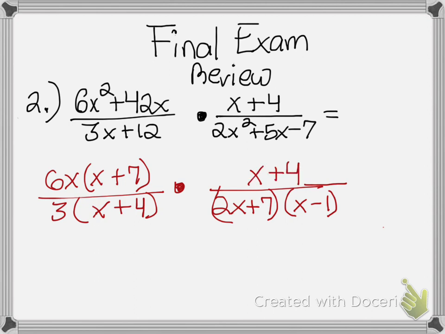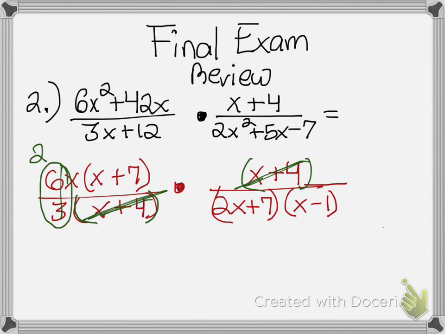Now I'm going to be looking diagonal from both fractions to see what repeats. As you can see, I have an x plus 4 here as well as here. So these will cancel out. Now 6 over 3 can reduce down to 2 because 6 divided by 3 is 2. So I'll just have 2 in the numerator. And as you can see, there's nothing else that will cancel out.